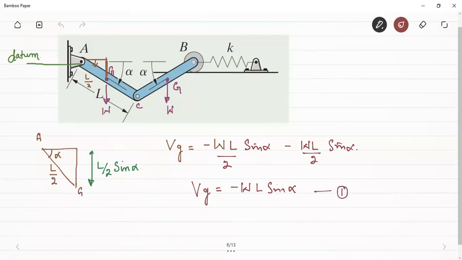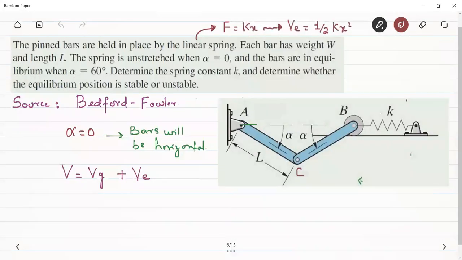Now, let us focus our attention and try to find the elastic potential energy. What we need for the elastic potential energy term is the extension in the spring. And just before, I discussed that when the bars are horizontal, that is when alpha is equal to zero, you can expect this point C to be here. This point B will correspondingly shift towards the right. Okay. This will be the bar AC, and this is the bar BC.